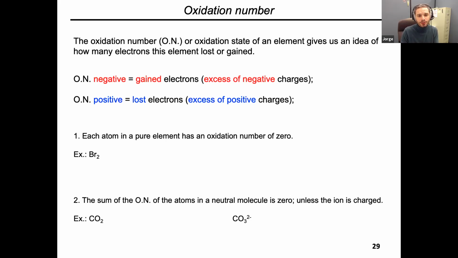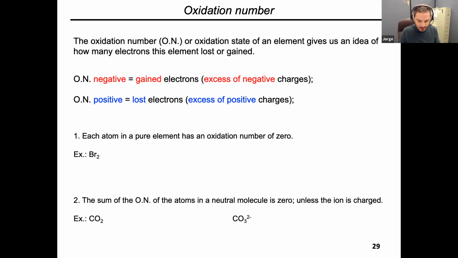And here we are going to follow the same idea that we did for charges. A negative oxidation number means that the element gained electrons. So therefore, we have an excess of negative charges. On the other hand, an oxidation number that is positive means that this element, after the bonding, lost electrons. And therefore, there is an excess of positive charges.